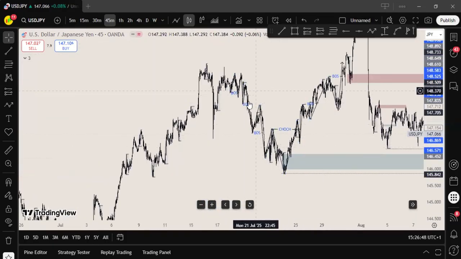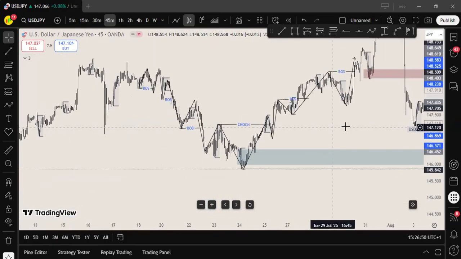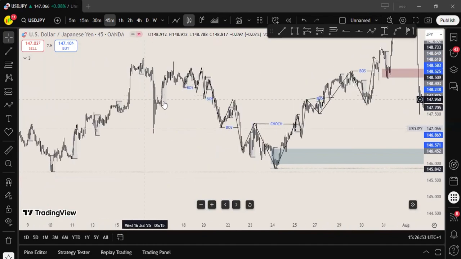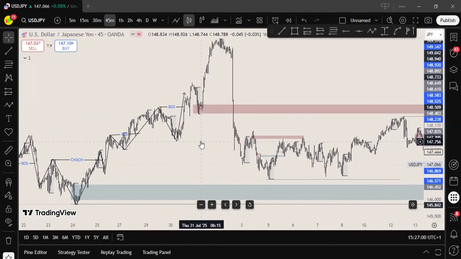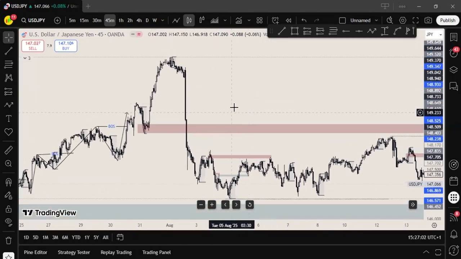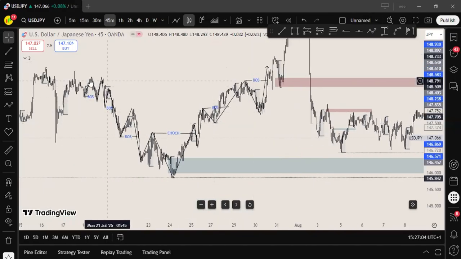With this example I've given you, you'll be able to spot whether the market is in a bearish trend or in a bullish trend, or whether the market changed from a bearish trend to a bullish trend, or from a bullish trend to a bearish trend. With this example, the market changed from a bearish trend to a bullish trend.